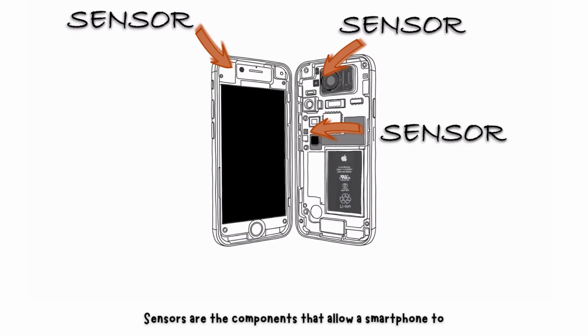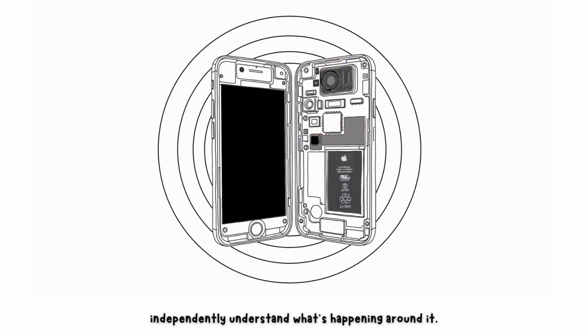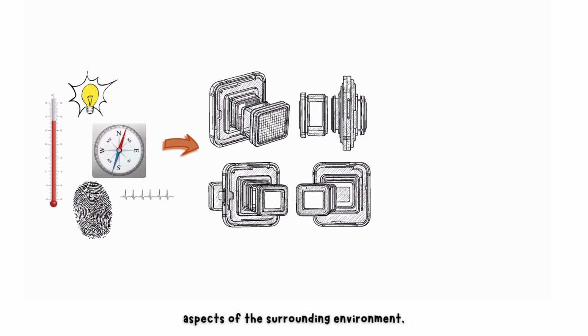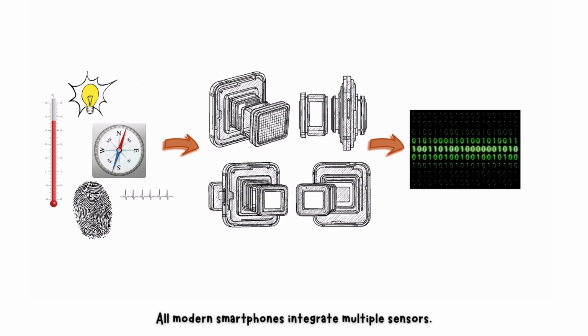Sensors. Sensors are the components that allow a smartphone to independently understand what's happening around it. A sensor is a small hardware component capable of detecting and measuring various aspects of the surrounding environment, transforming them into electronic signals that the smartphone can interpret and use. All modern smartphones integrate multiple sensors.